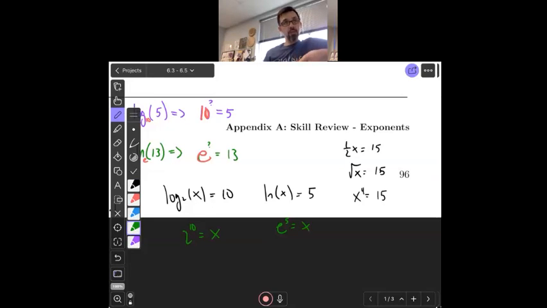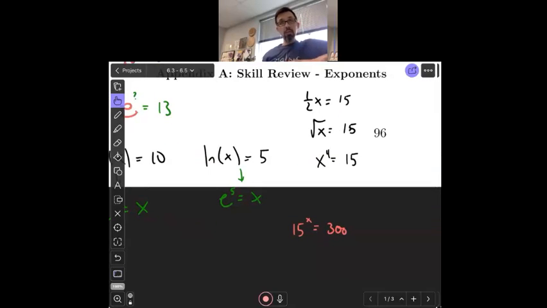So how did we solve that equation? How did we undo the logarithm? We undid it by turning it into an exponential equation. And in the same way, if I want to solve an exponential equation, like 15 to the x equals 300, okay, how do I undo that?